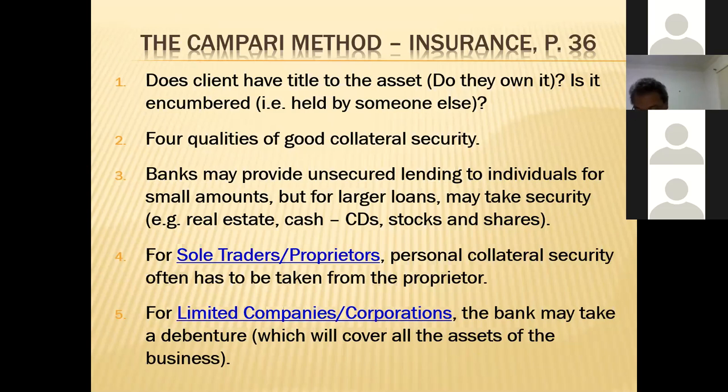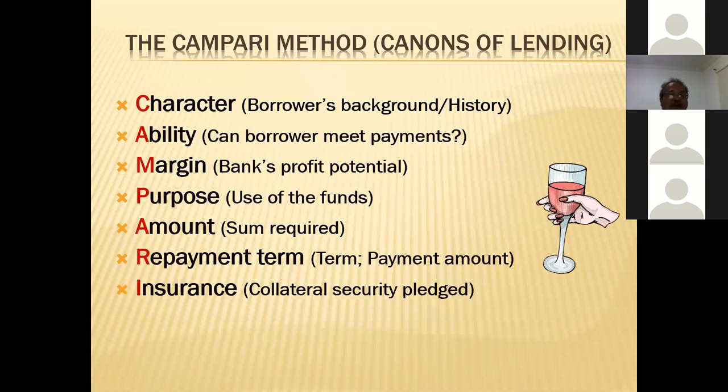Okay, so that brings us to the conclusion of CAMPARI: Character, Ability, Margin, Purpose, Amount, Repayment, Term, and Insurance.